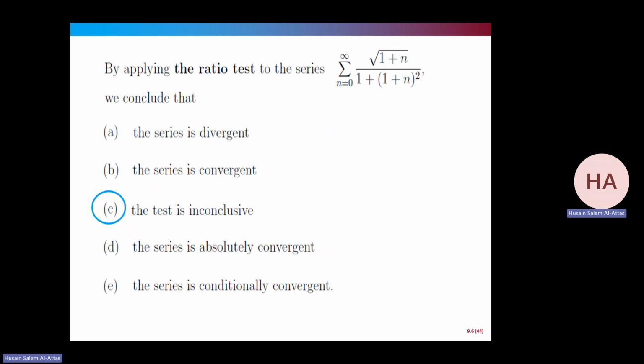Now he said if you apply the ratio test, so let us apply the ratio test. What will happen? L will be the limit as n goes to infinity of a_(n+1) over a_n.